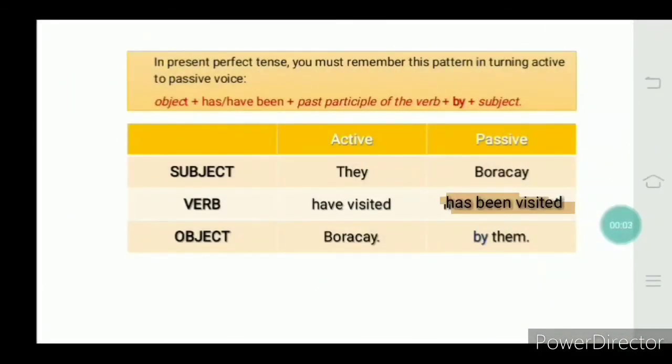In present perfect tense, you must remember this pattern in turning active to passive voice. We have the object plus has for singular or have for plural, been, has or have been, plus past participle of the verb, plus by, plus subject. So here we have the example for subject they, for verb have visited, for object Boracay. So we will know that it is in present perfect tense if the verb is have plus the main verb. Have visited, have gone. That is an example of present perfect tense.